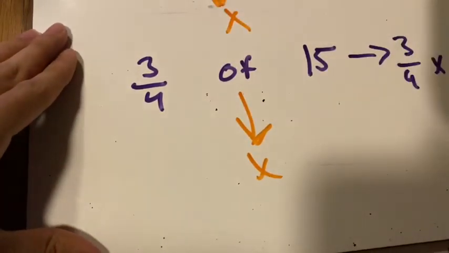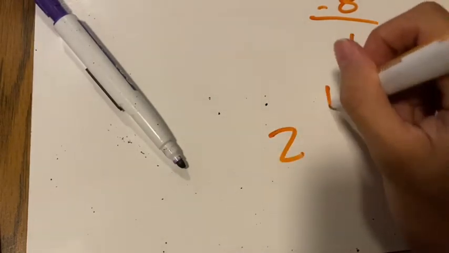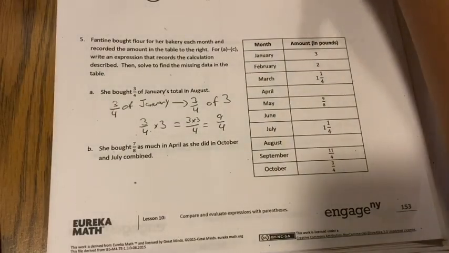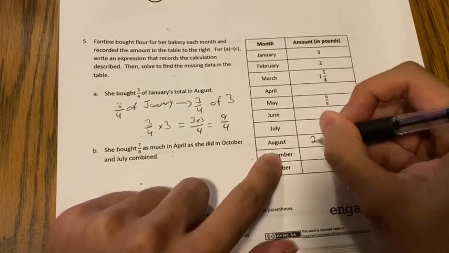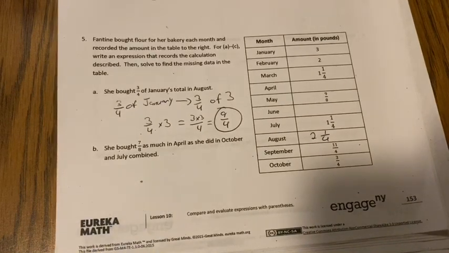I have 9/4, and this should be an easy one. This is the same thing as 9 divided by 4. 4 goes into 9 how many times? 2. 4 times 2 is 8. 9 minus 8 is 1. So my answer is 2 wholes and 1/4. You see? So how much did she buy in August? Well, 2 wholes and 1/4. This right here. Now let's go ahead and do part B.